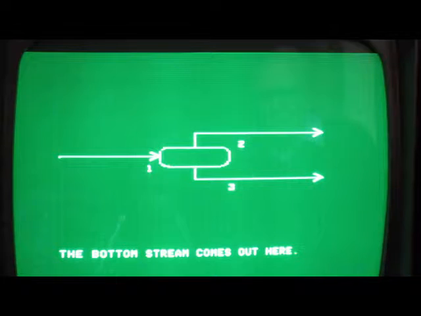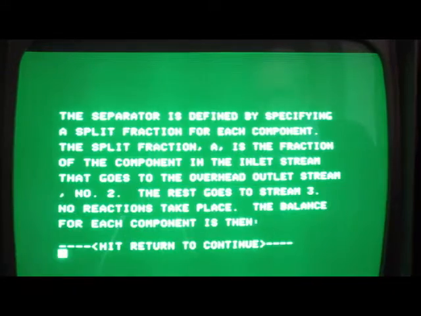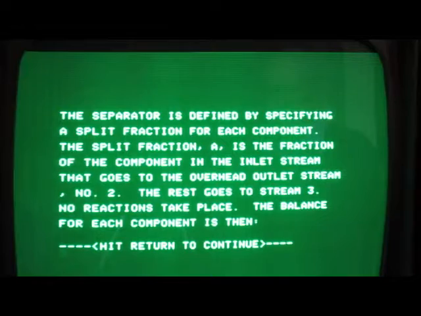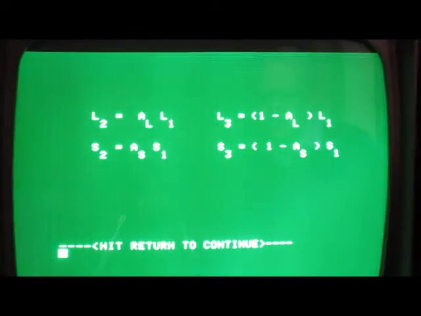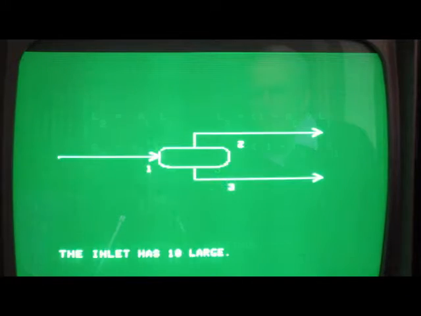Inlet stream 1, bottom stream 3, overhead stream 2. The separator is defined by specifying a split fraction for each component. The split fraction A is the fraction of the component in the inlet stream that goes out the overhead. Here are some algebraic equations saying the same thing.